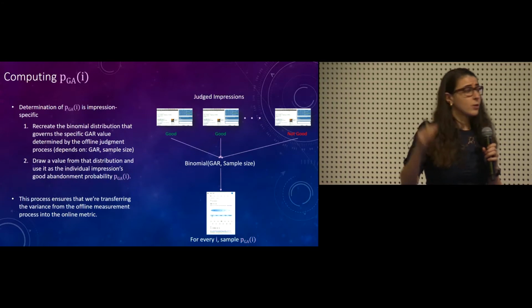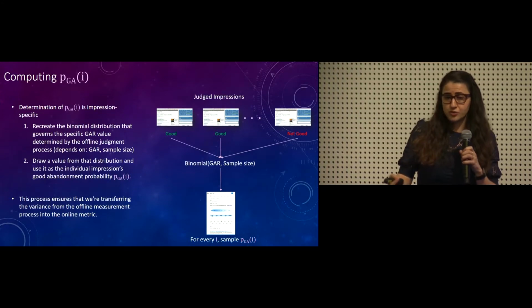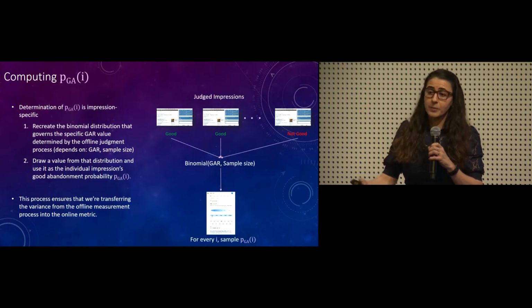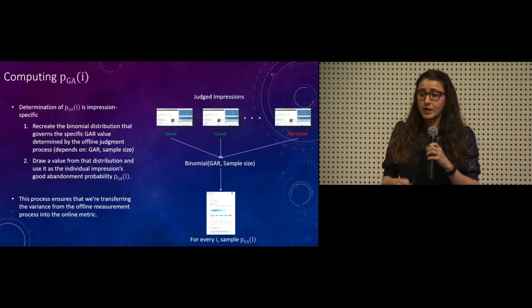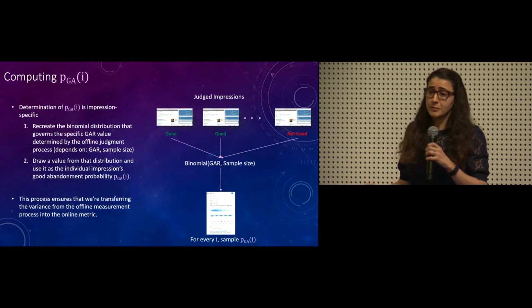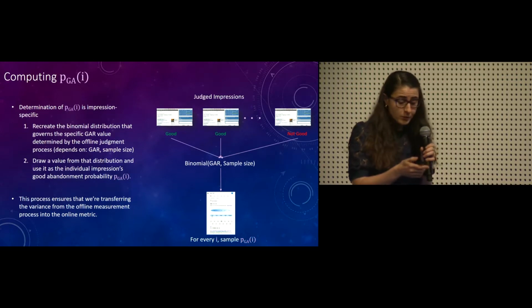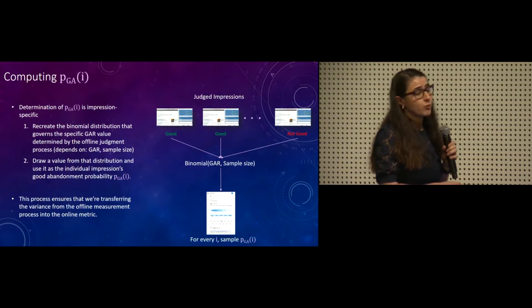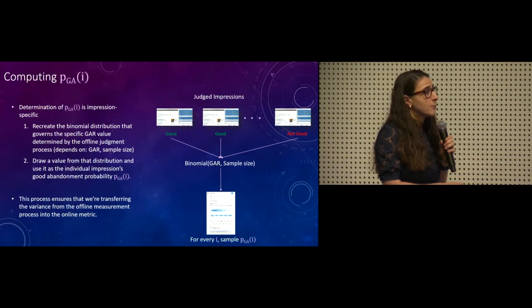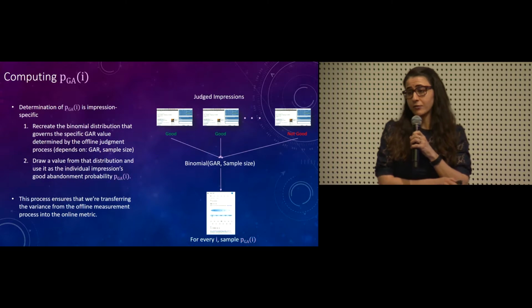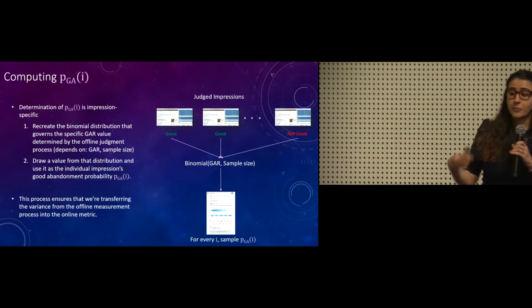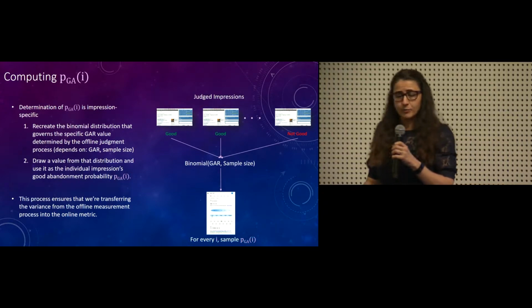Remember that our labels are produced by judges, so they're sampled from a binomial distribution. We really need to propagate that variance when we're computing our online metrics. Otherwise, we will be missing that error overall. So for every impression, we sample this probability of good abandonment based on the binomial distribution we get from our judges. This guarantees that we're still doing the proper error accounting in our metrics overall.